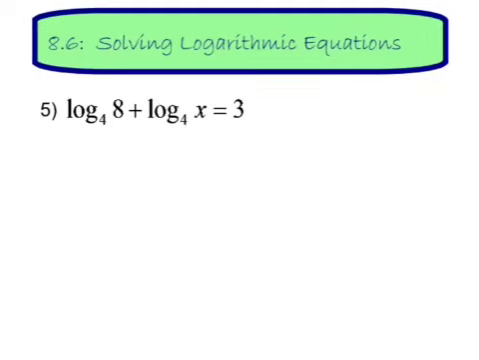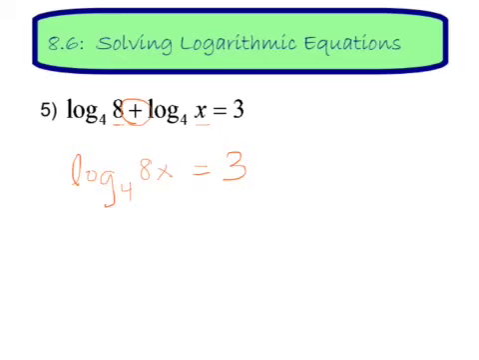The next example we'll do involves condensing logarithms down. So if I have multiple logs, what I will do is use my product or my quotient or my power property and condense it to one logarithm. So here I have addition. Addition will condense into multiplication. So I'll multiply 8 times x, and now I have one log.